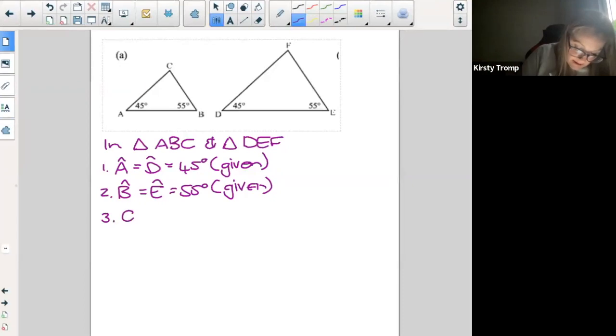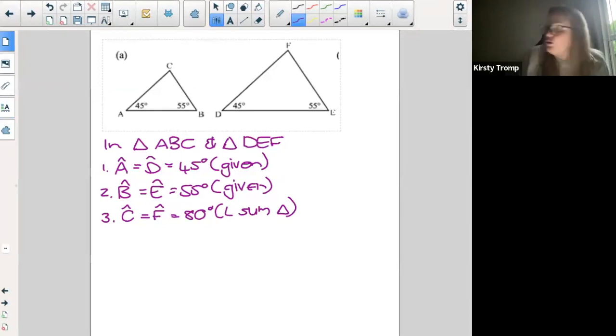Number 3, angle C is equal to angle F. Now, in the last class, you can either say the angles in the triangle sum to 180, or whatever it is that your teachers have taught you, or say remaining angles in the triangle, or whatever you calculated at school, or you can calculate that angle and then say that it's equal to 80 degrees. It's the same thing, guys. It's the same thing.